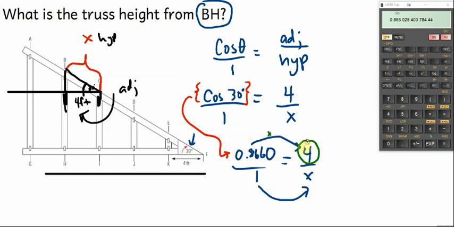Again, the trick is to take the bigger number, divide by the smaller number to find the multiplier. So I'm just going to go like this. I can even go to the screen. 4 divided by 0.866 says if we multiply approximately by 4.6189, that will give us 4. So therefore, times 4.6189, that will give us x. So x is approximately equal to, and we're going to use 1 decimal, fine for this particular purpose, 4.6, and our unit, feet.